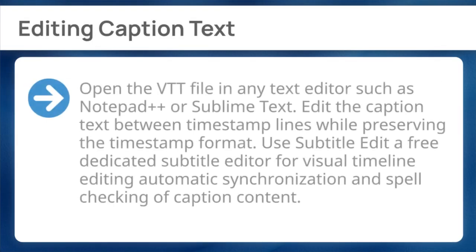Next, editing caption text. Open the VTT file in any text editor such as Notepad++ or Sublime Text. Edit the caption text between timestamp lines while preserving the timestamp format. Use Subtitle Edit, a free dedicated subtitle editor for visual timeline editing, automatic synchronization, and spell checking of caption content.